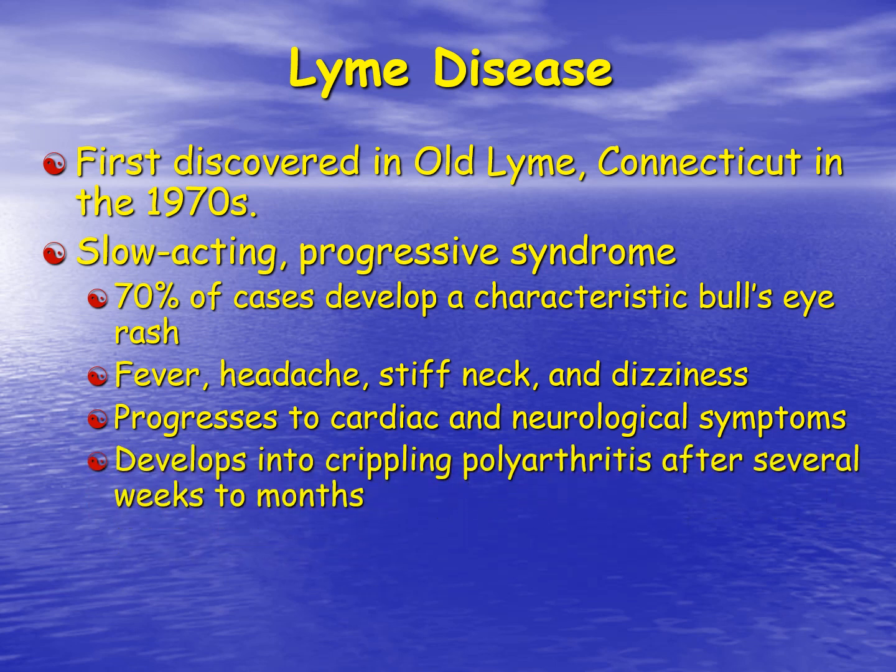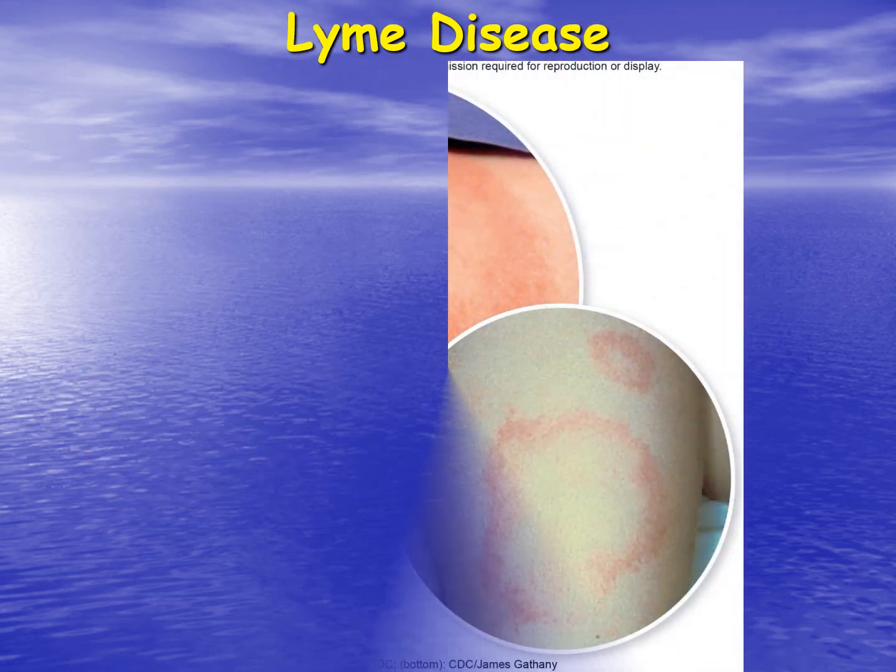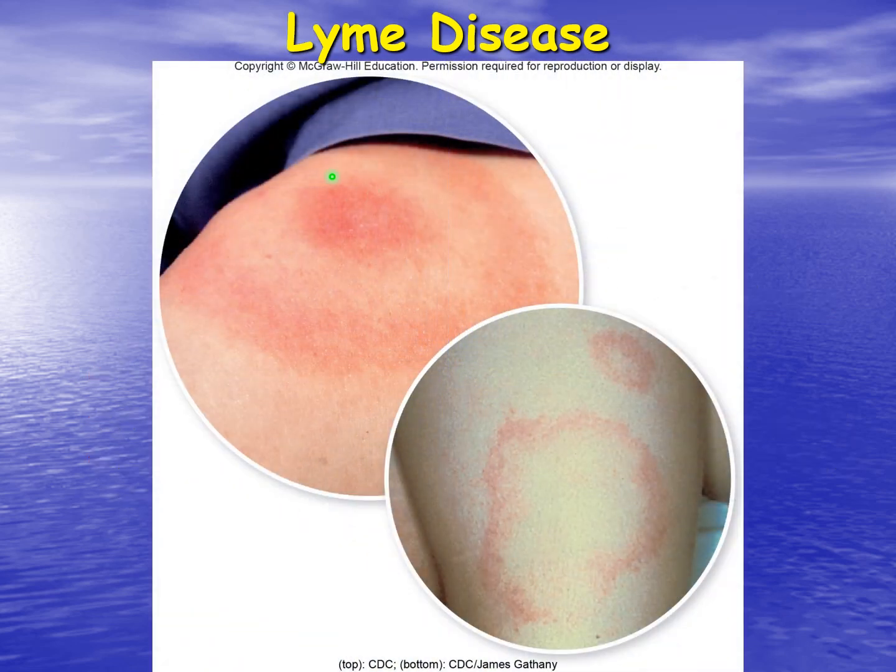Sometimes we actually will see development into crippling polyarthritis after several weeks to months. In fact, usually the primary symptoms are actually gone by that time, and so the person may not even know or realize they had Lyme disease until they get this arthritis in multiple joints. So this is the characteristic bullseye lesion. The tick bite would have been right in the center, but it doesn't always have to necessarily look exactly like that. And so these are a couple of other rashes of Lyme disease.